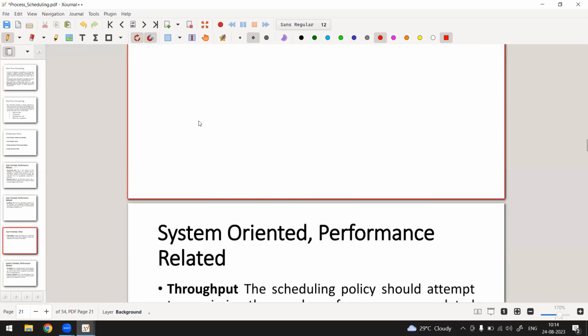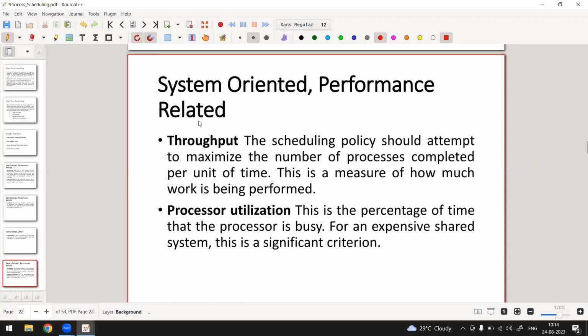The other type of criteria we see is called system oriented and performance related criteria. In the system oriented criteria, our first criteria is called throughput. What is the meaning of throughput? Throughput means the number of processes completed per unit of time. That is called throughput.